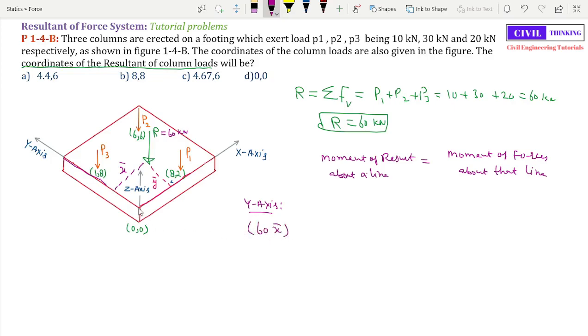Let us assume this resultant is exerting a clockwise moment, and a clockwise moment is positive. I am assuming the resultant is exerting a clockwise moment when you look from here. It doesn't matter anyway. This is the moment of the resultant, right?